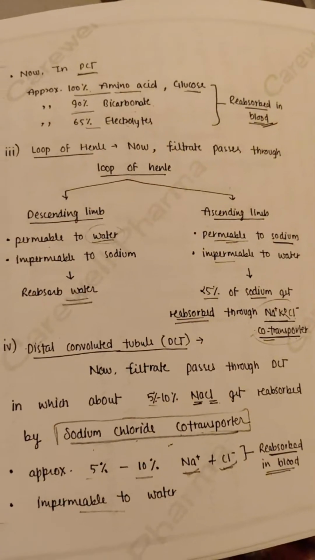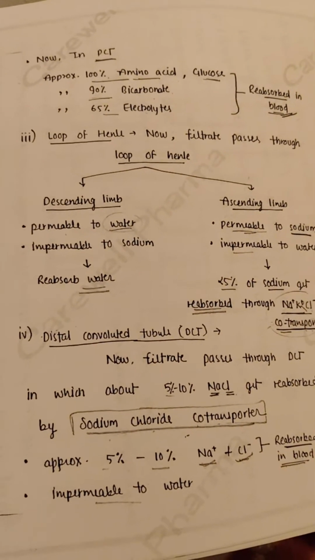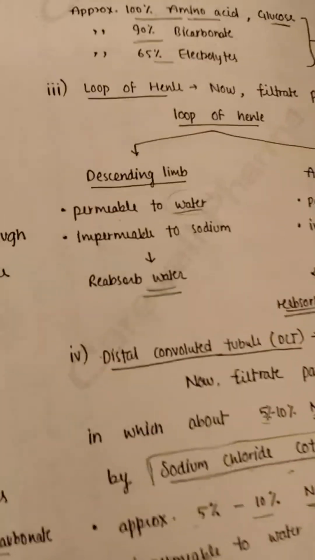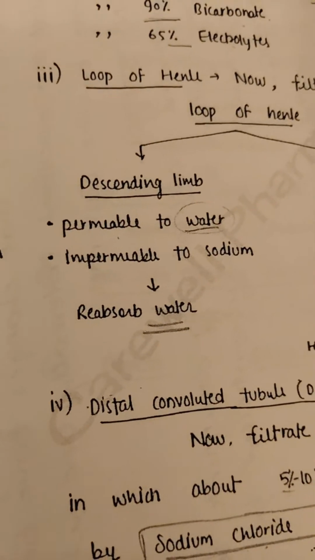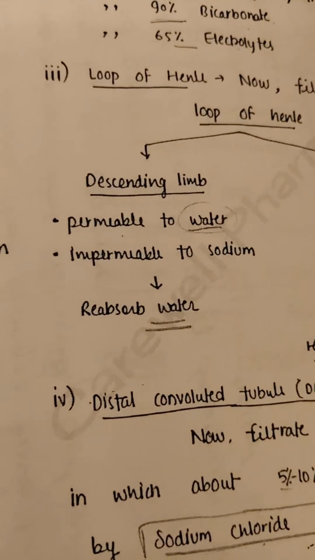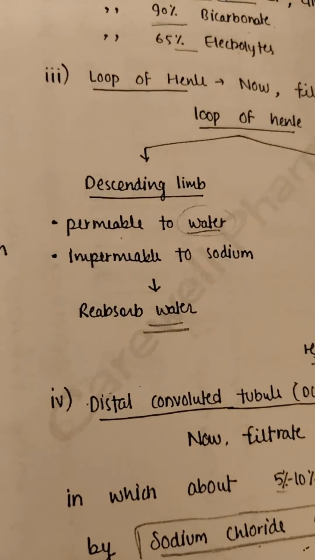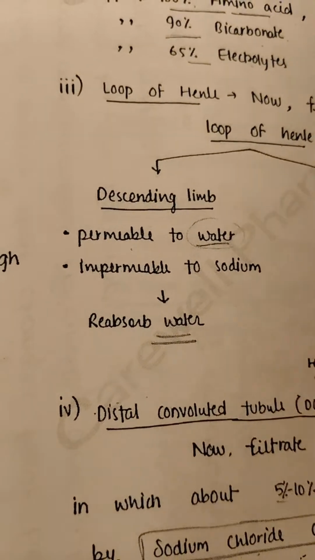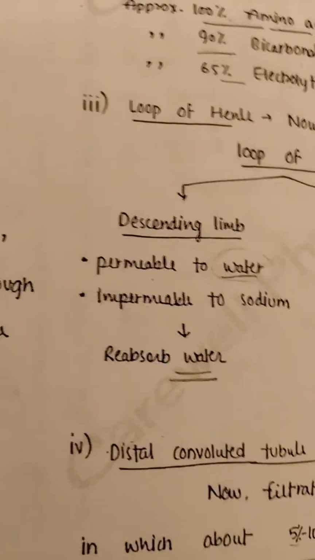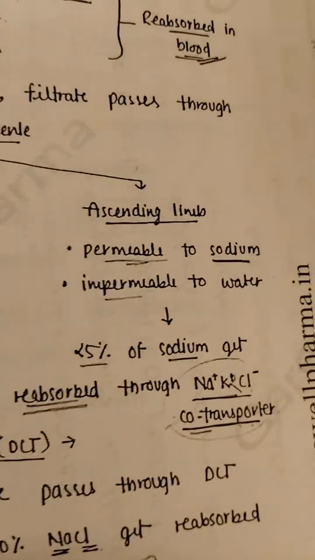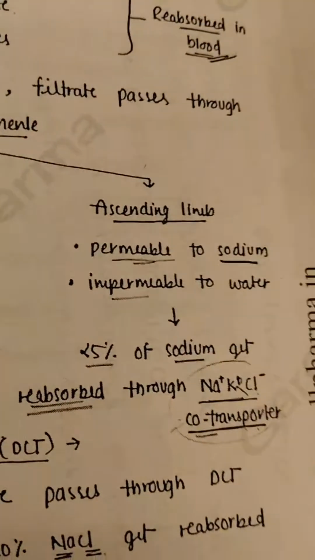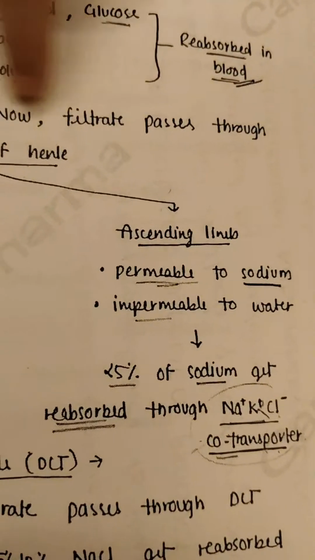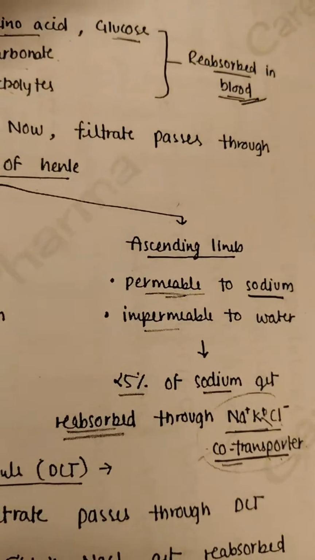Here in the loop of Henle, the filtrate passes through the descending and ascending limb. The descending part is permeable to water and impermeable to sodium, so water reabsorption takes place here. Fluid retention will be maximum in the descending or lower part of the loop of Henle, whereas the ascending part is permeable to salt, so salt reabsorption is possible in the ascending loop of Henle.